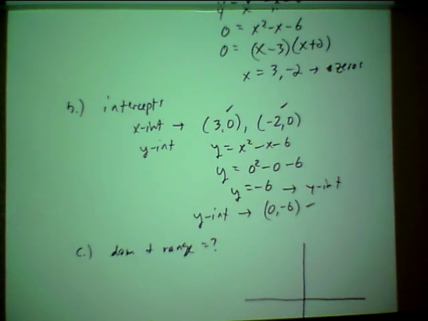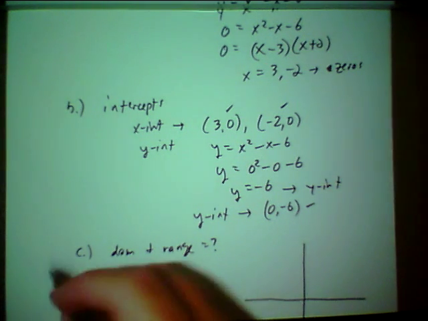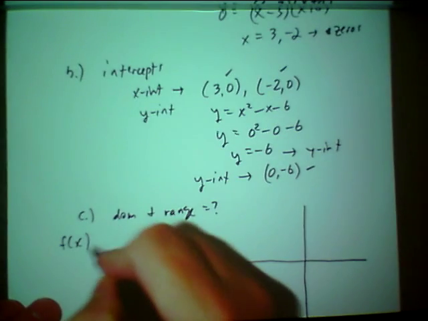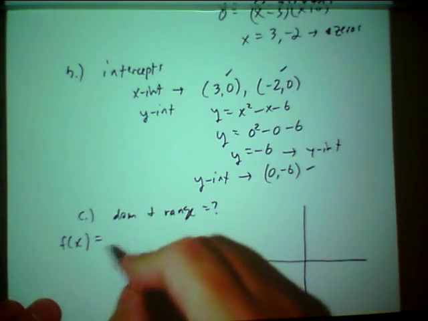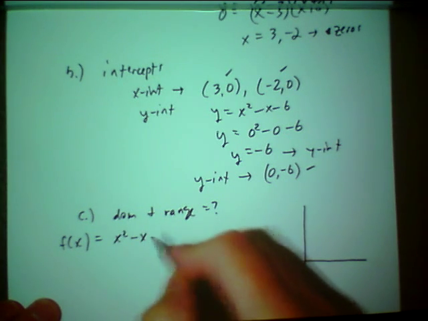You know what else I'm going to do? And they ask for this in one of the parts. I think part C, find the maximum or minimum value of f of x. That really is a problem found in the vertex. So let's just go ahead and find the vertex now so we can plot this thing. So here's my function, x squared minus x minus 6.